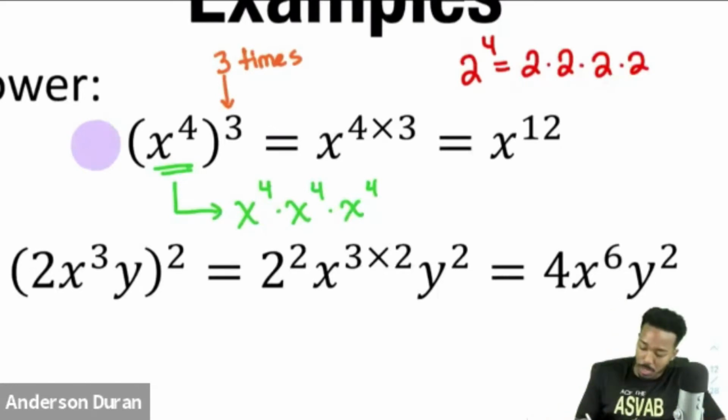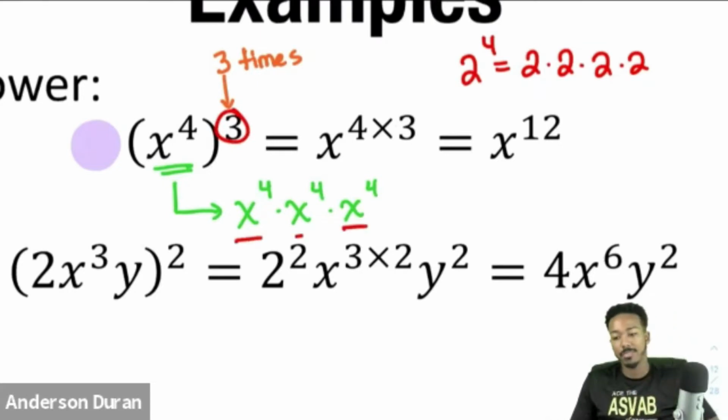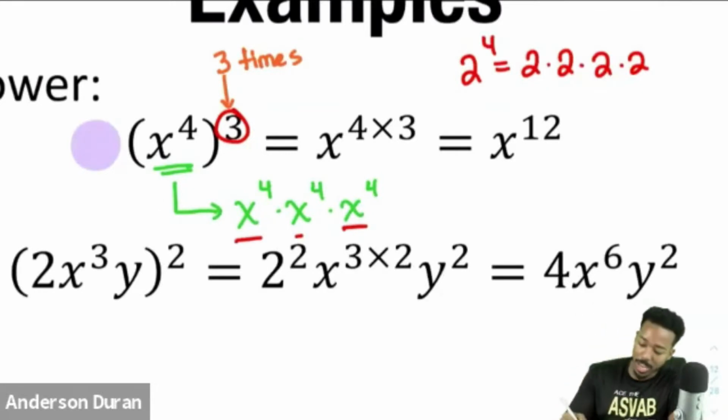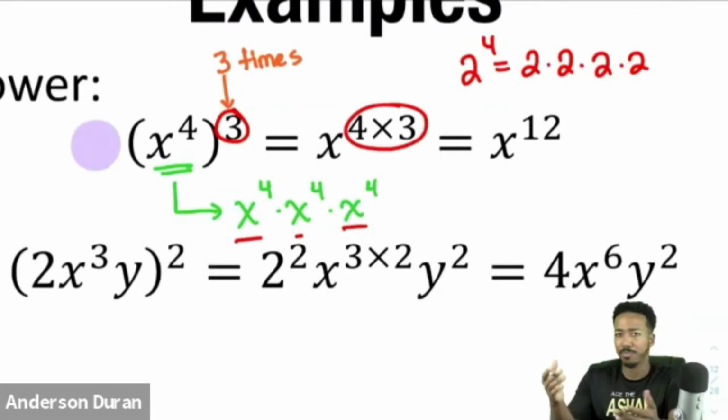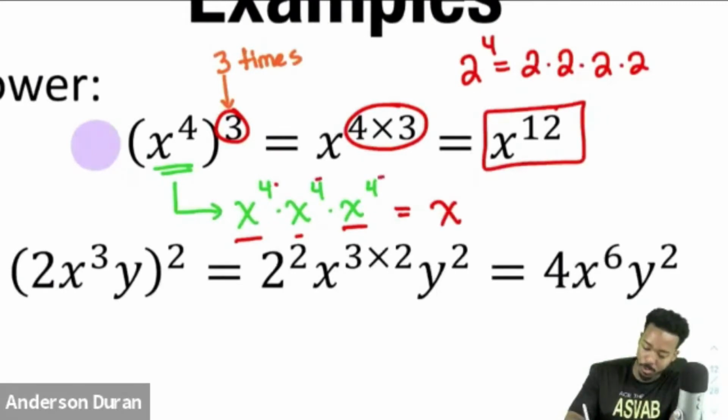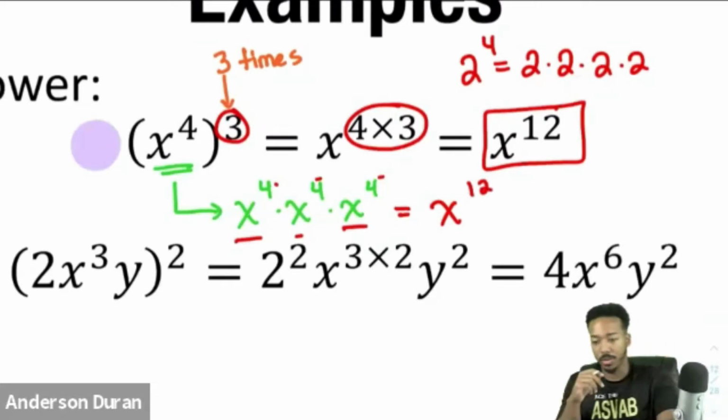And so that's what we're looking at here. We're saying, hey, to the power of 3: 1, 2, 3. That's all it is. We'll go ahead and just add them together, or you can just use a shortcut, multiply them, and you're done. X to the power of 12 is what we would get here. Same thing here: 4 plus 4 plus 4 is 12.